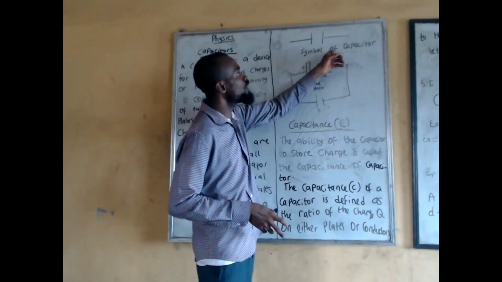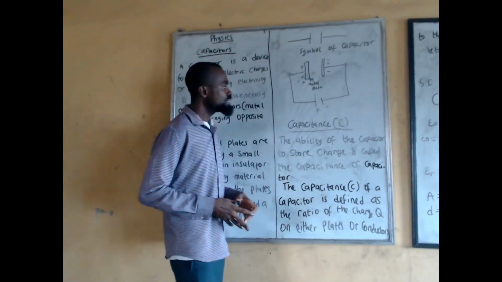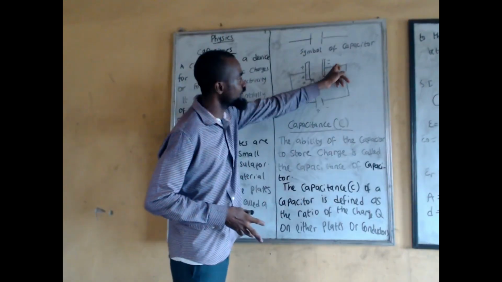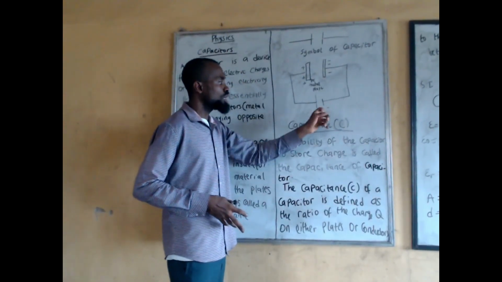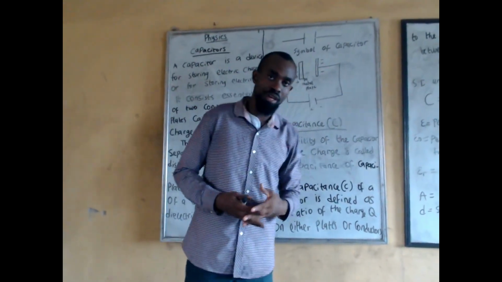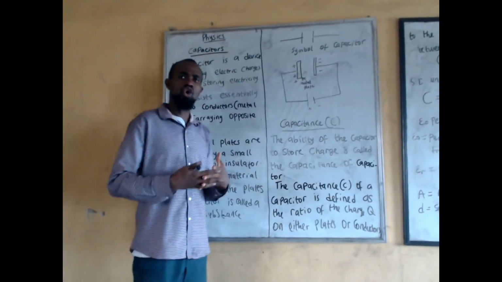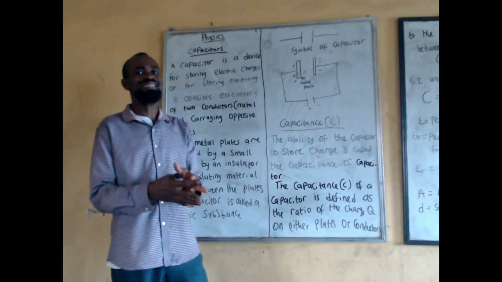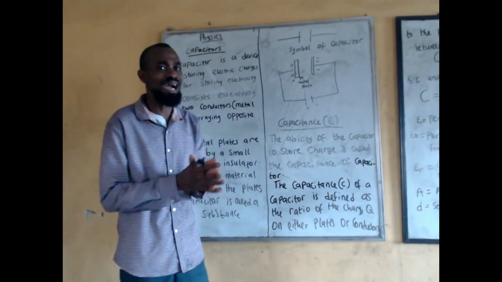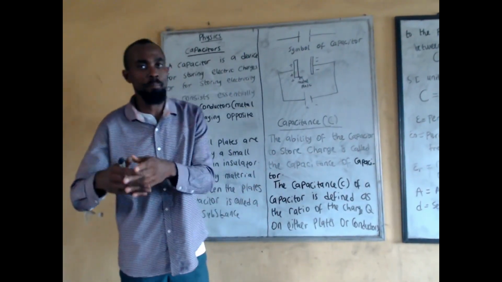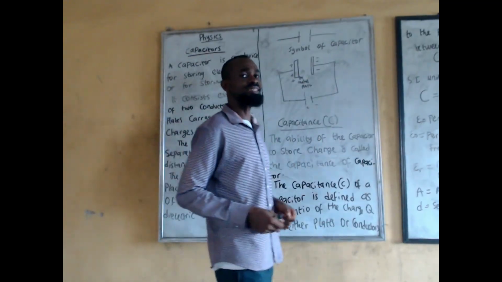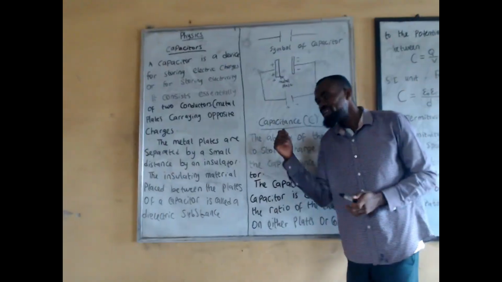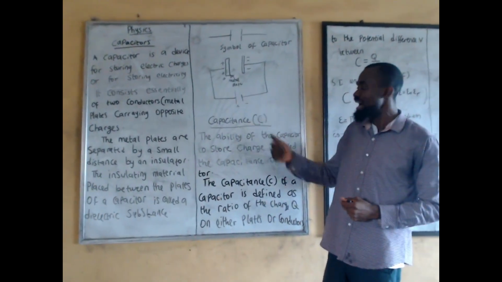Now, this is the symbol of a capacitor. To charge your capacitor, you have to connect the conductors to a power source, like a battery or a cell. Now that you have set up your capacitor, the next thing we want to discuss is the capacitance of a capacitor, denoted with capital letter C.